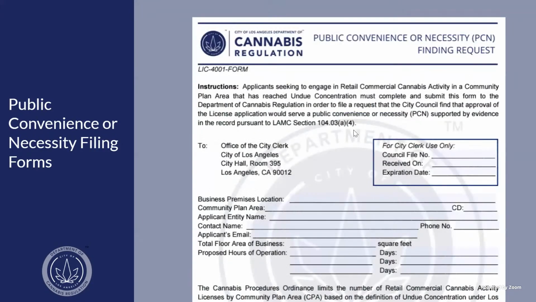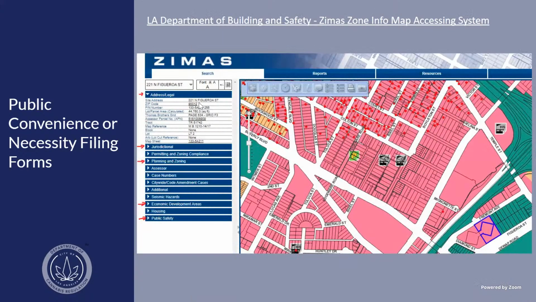The PCN finding, this is fairly easy to populate if you use ZIMAS. You can enter the business premises address, you can identify the community plan area, the council district. I would hope you know the applicant name and the contact information for the applicant. You can enter your proposed operating hours. You can enter information related to a business improvement district if it's within one, the local neighborhood council, et cetera. You'll be able to get all of that information from ZIMAS. And that's kind of what I was talking with folks about a little bit earlier: when you get into ZIMAS, the headers that we have tagged are ones where you would be able to glean the information necessary to complete a lot of what's on that public convenience or necessity filing form.